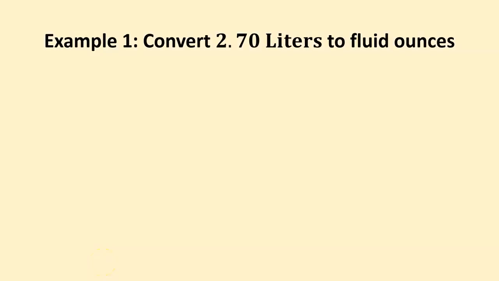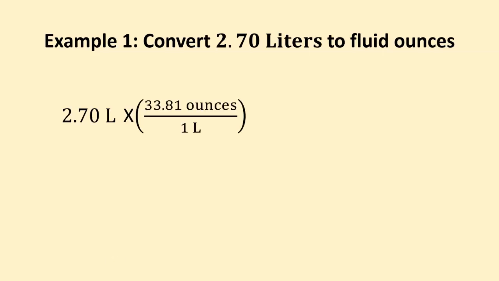Okay, so we're going to talk about dimensional analysis. Dimensional analysis simply means that we're going to convert from one set of units to another set of units. So let's give this one a try. We have an example. We're going to convert 2.70 liters to fluid ounces. We've got 2.70 liters, and 1 liter is going to be equivalent to 33.81 ounces.